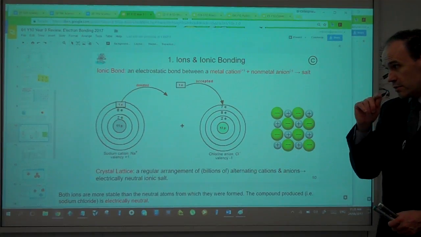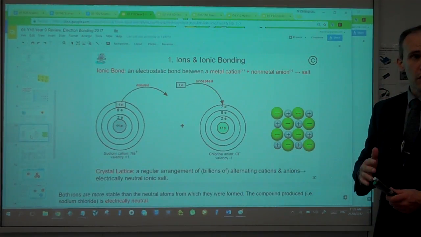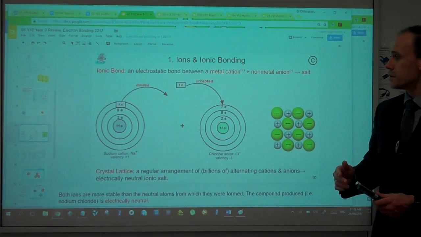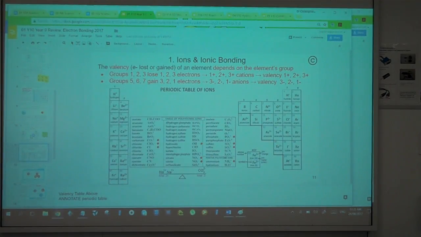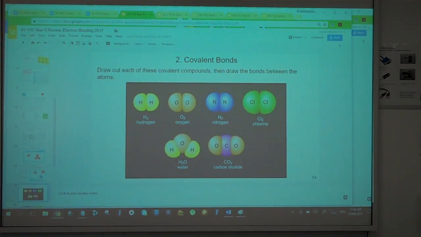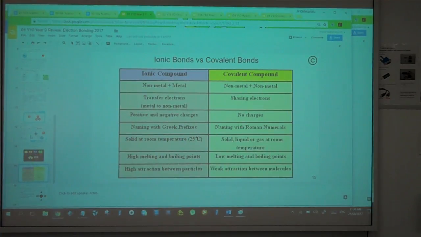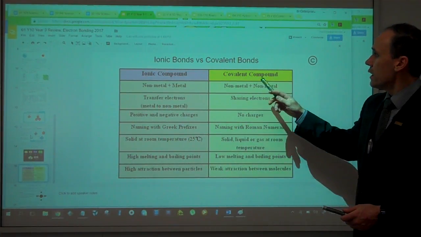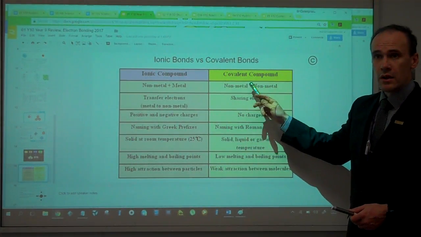And you need to be able to discuss ionic versus covalent. You need to be able to contrast ionic versus covalent. That's the one where you contrast covalent and ionic, and you need to know that. An ionic bond is a non-metal and a metal. A covalent bond is a non-metal and a non-metal.